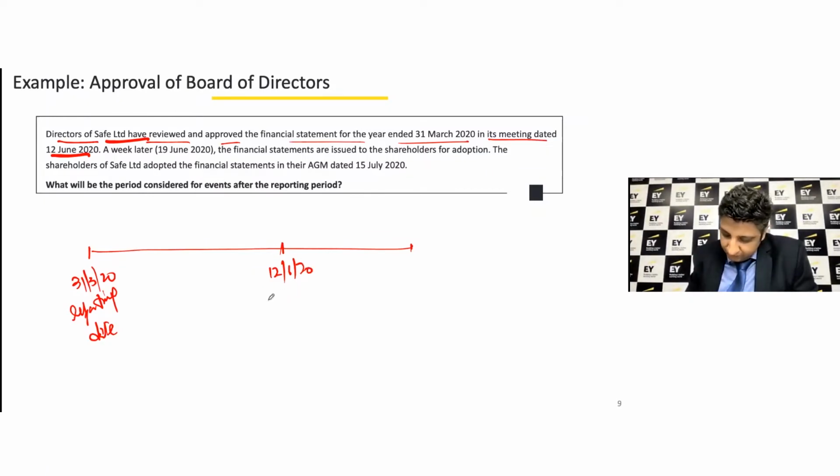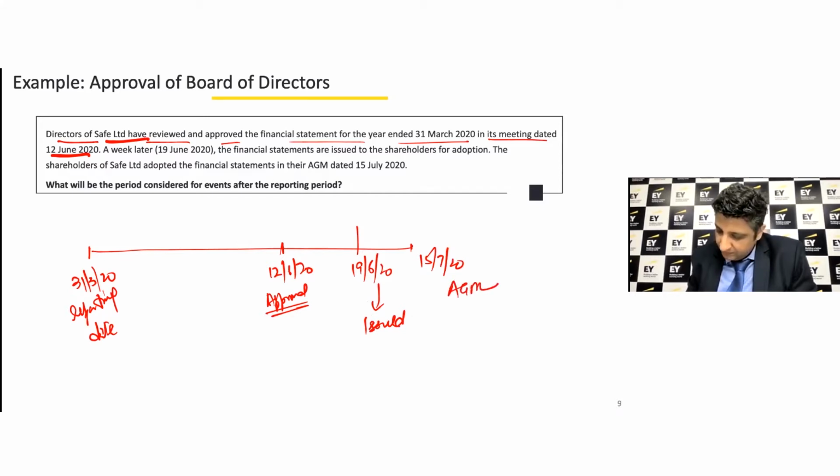We have, of course, authorization or approval by the board. A week later, so let's put it like this, which is 19th of June, and then we are looking at 15th of July. This is the date when financial statements are issued for adoption. This is the date of AGM.